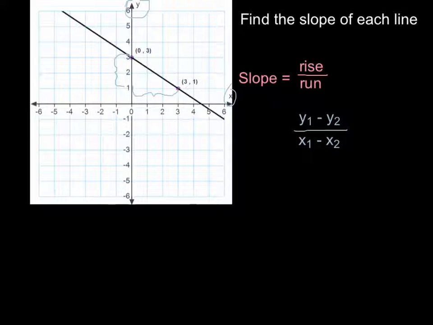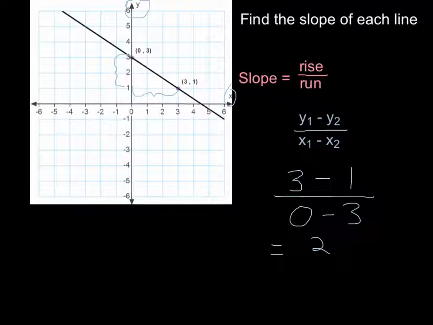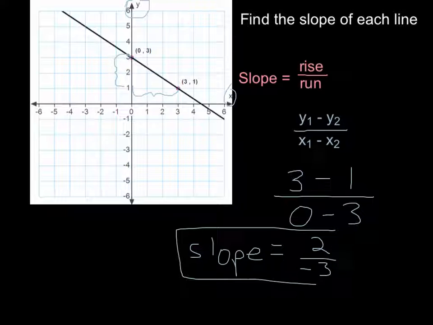So the y value of my first point is 3. The y value of my second point is 1. The x value of my first point is 0. And the x value of my second point is 3. 3 minus 1 is 2. 0 minus 3 is negative 3. So my slope equals negative 2/3. And that's all I have to do for that question.